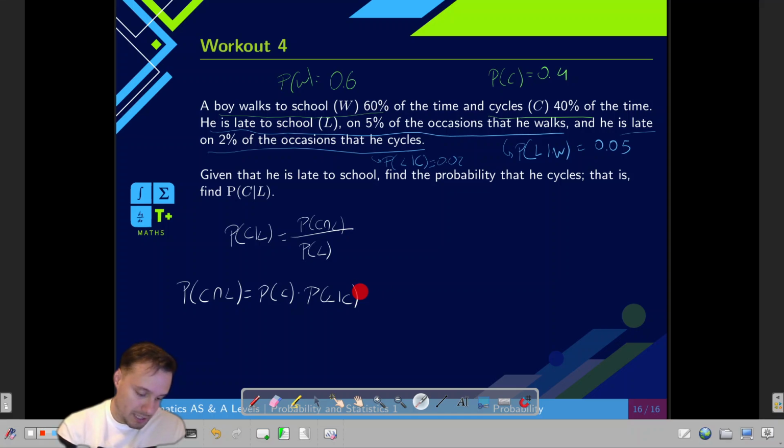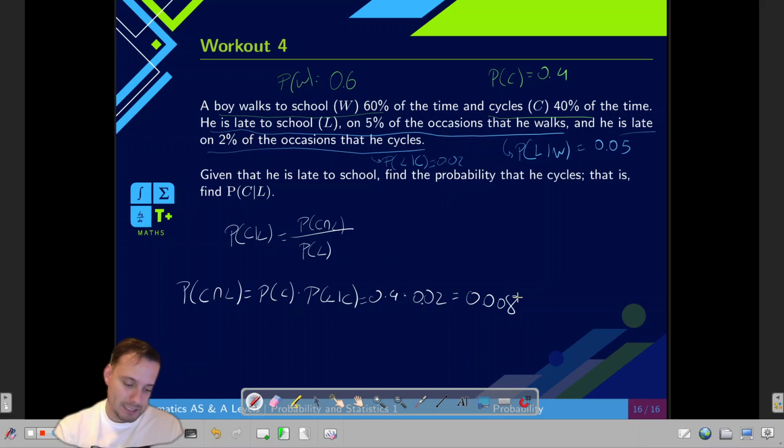So the probability that he cycled, we know it is 0.4, is here. And then the probability that he's late, knowing that he cycled, is here, 0.02. So here we got 0.008. That is the probability that he cycles and is late. So this is the value that's going to go here, 0.008. And then we need to think of how the probability that he is late is going to work.